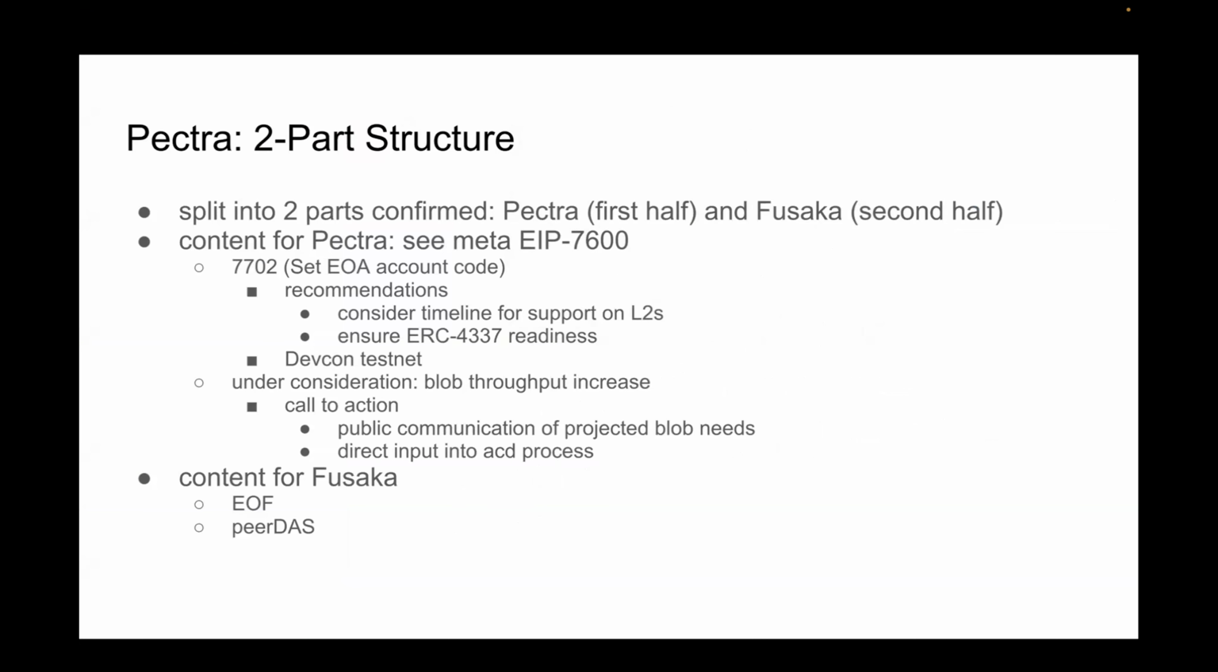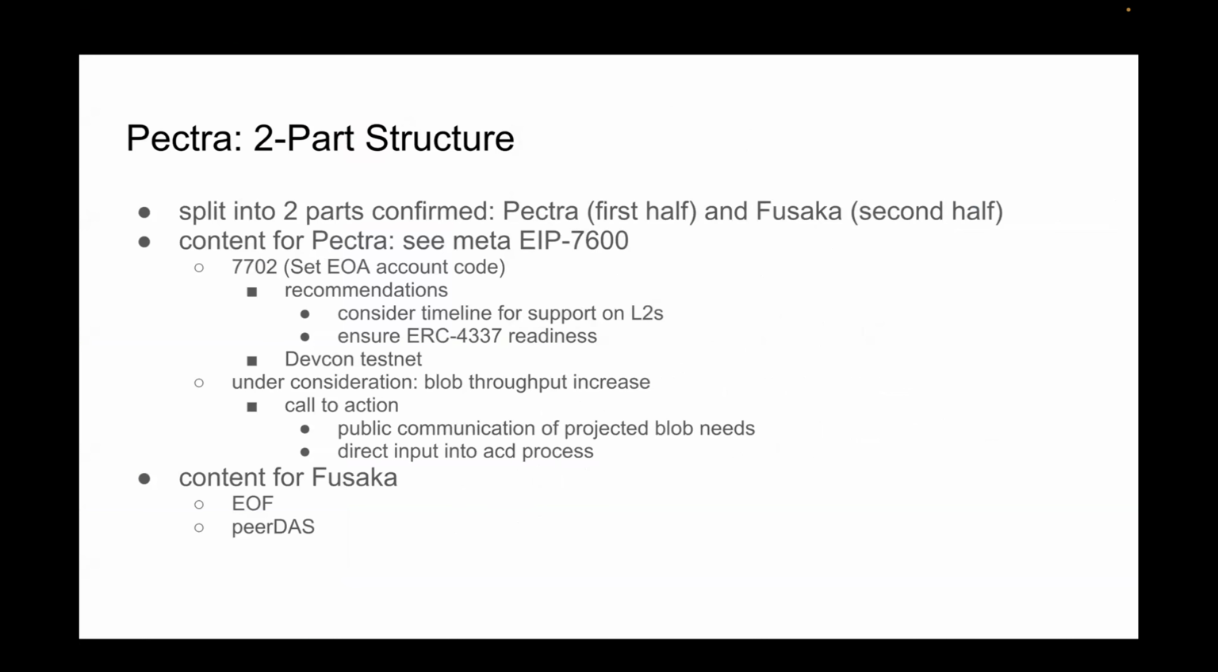In terms of how the split falls out, you can refer to the Meta EIP 7600 if you want to see the full list of features for the Pectra fork. Particularly relevant for L2s are mostly the EVM changes, where you have to make a decision on whether to also bring those to your L2s. There are several, like BLS, which is not mentioned here, but the main one is EIP 7702, the set EOA account code one. That one will be part of the first fork.